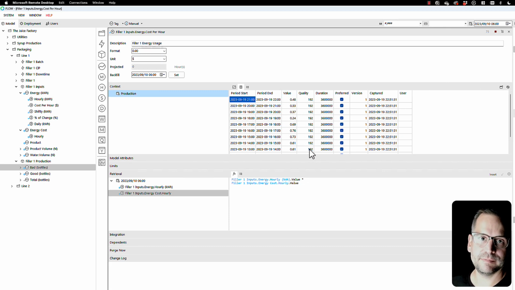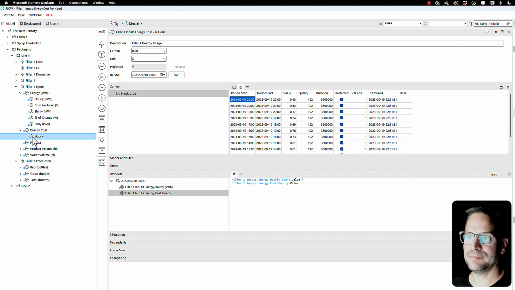What a great rate I'm getting on electricity, right? Don't you wish that was the case in your world? Of course, I'm working with just simulator data that I've created for this demonstration. But let's further contextualize this now. So my hourly energy cost has been established, cost per hour, right here.